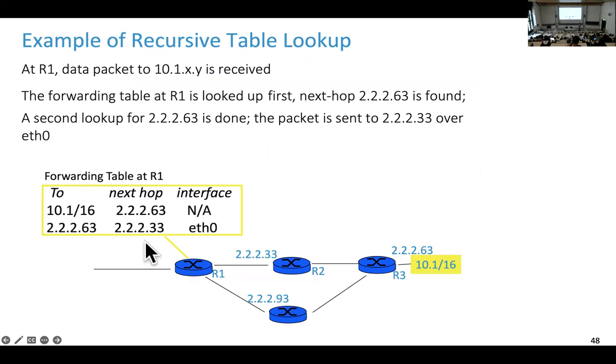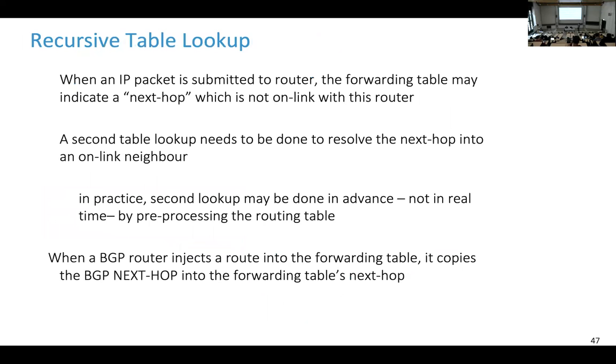It is shown here, for example, in another example. R1 has learned a route to this guy through BGP, and the next hop is 222.63, as I told you. It will put it exactly as is in its forwarding table. The interface is missing. If you look up the routing table at R1, you cannot decide what to do with this packet. That is solved by recursive table lookup, meaning that if you look up the forwarding table and could not find the interface, you look up again for the next hop.